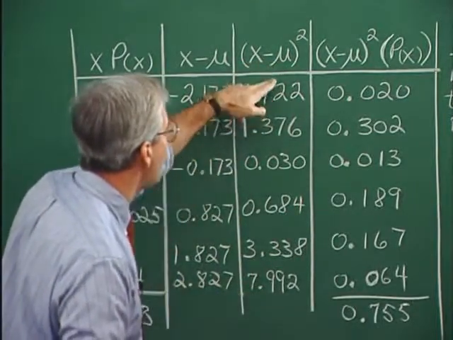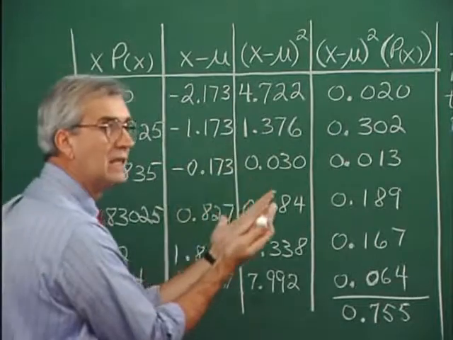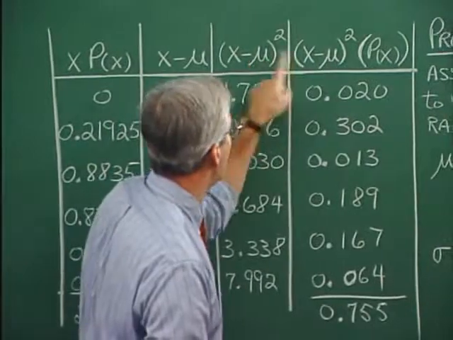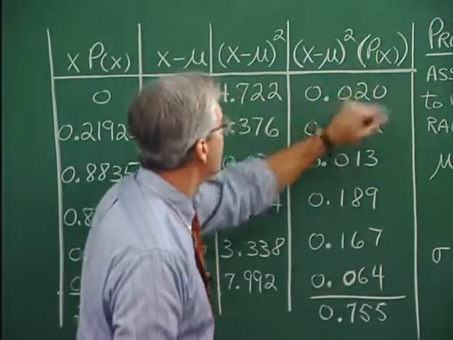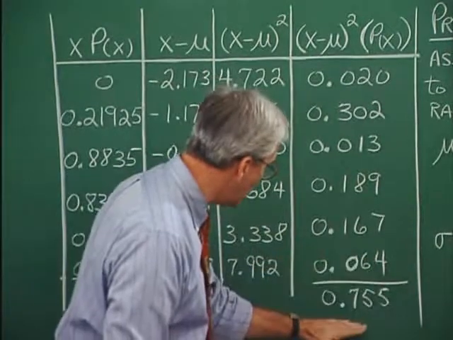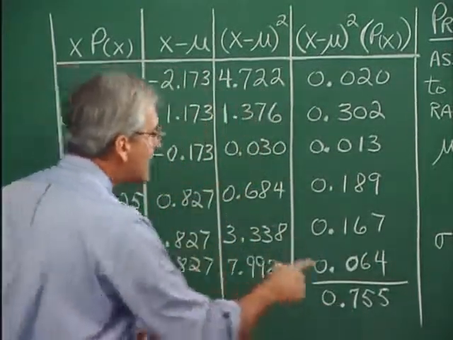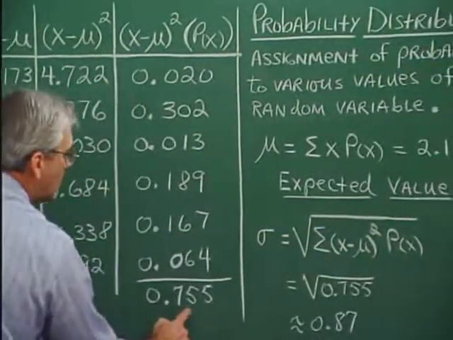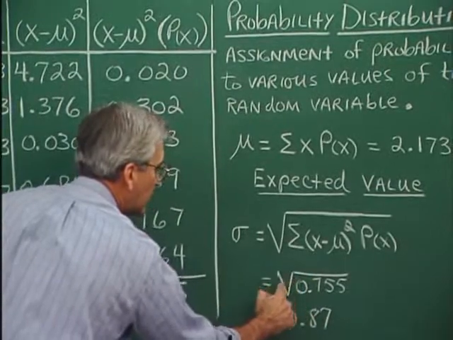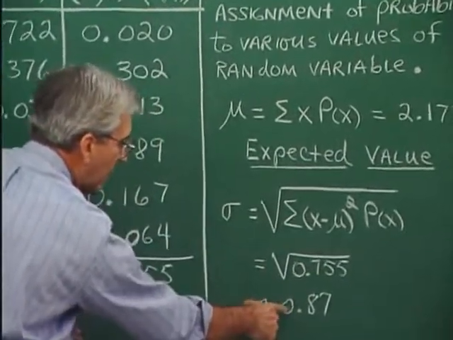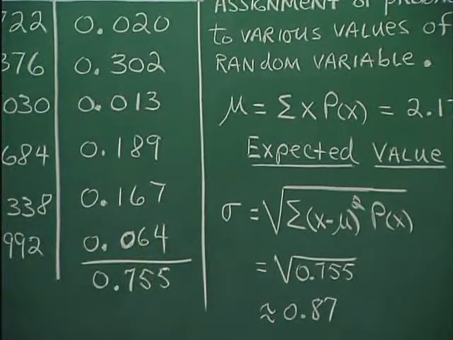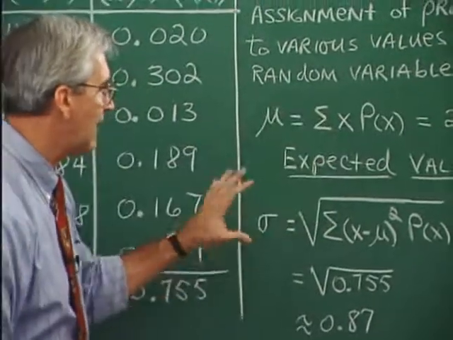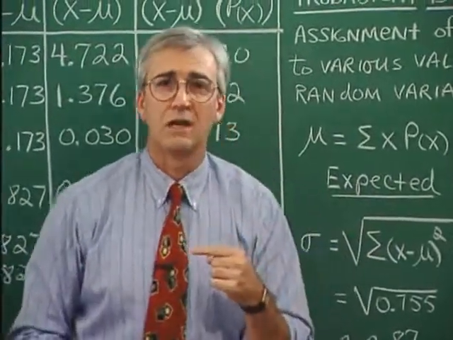And then we multiply these values times the probability of those values occurring. So we have this column times the probability column, and we get all of these. And here's the sum of those. Now, this value is the value that turns out to go under the radical. So it's the 0.755 that's under the radical, and the square root of that gives approximately 0.87. So the values that we calculated here are consistent with the values that we calculated a different way earlier.